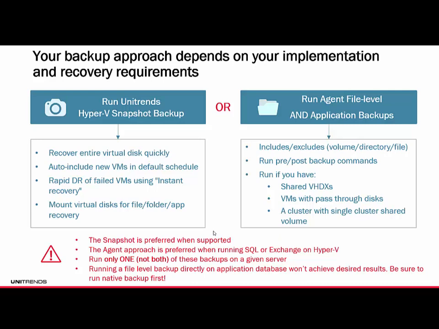Now, running a file-level backup directly on an application database won't achieve the same desired results. I can't recover that database by running a file-level backup. Make sure you run that native backup first if you want to be able to recover the application from within that virtual snapshot. Same thing with our file level backup. Same thing with the virtual snapshot. Some of those databases, those applications, I may have to run a native backup even though I'm running a virtual snapshot to bring that database back.